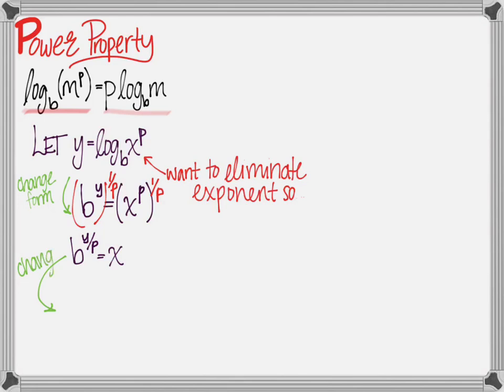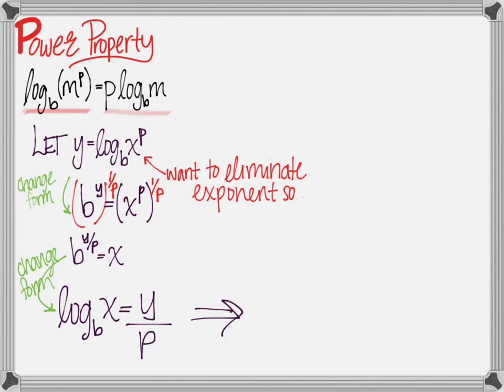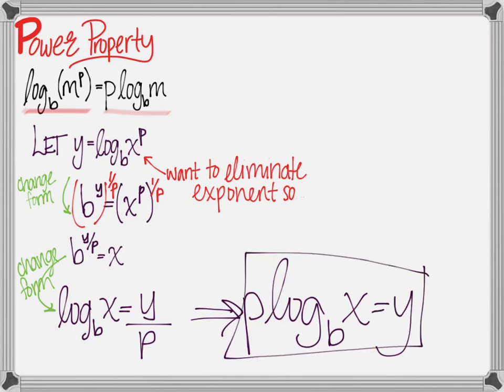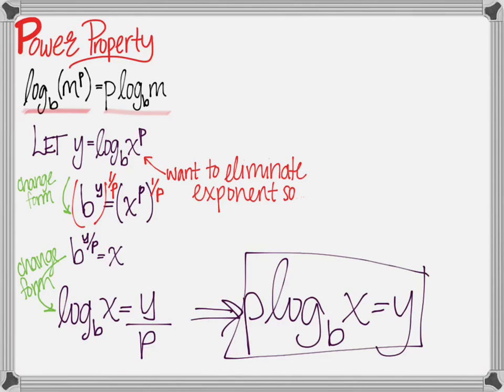And then I'm going to change the form back to a logarithm. And the last thing, I'm just going to multiply p over to the other side. So we've got that power property. Oh, going a little too fast there. So again, this is our power property, lots of other ways to work that out, and you can check online for that. So we'll jump ahead to our change of base rule now.